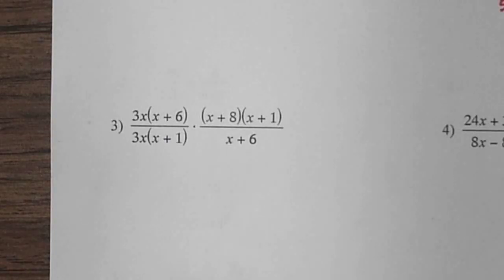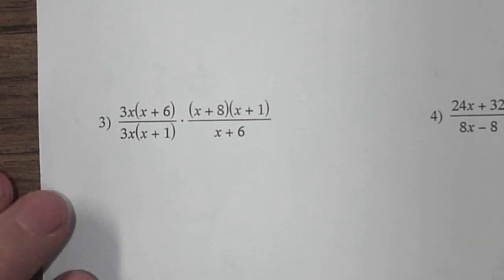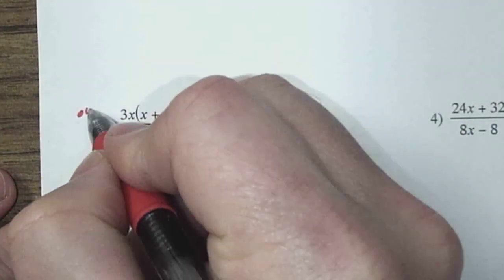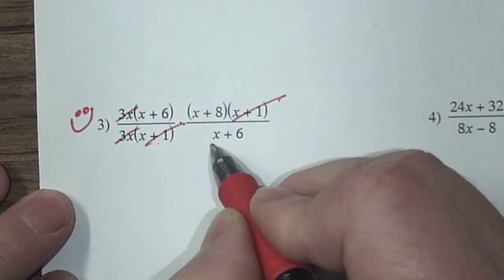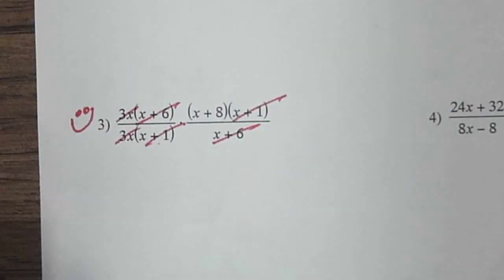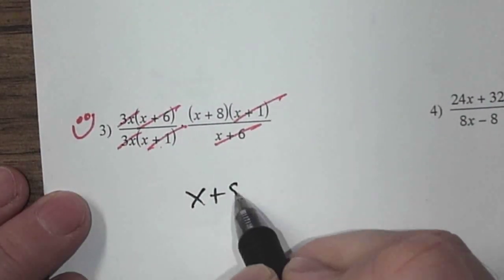What if it's already factored out? We're multiplying. There's a little dot multiplying. Well, if it's factored out, this is muy bueno, like that. 3x goes into 3x. X plus 1 goes into x plus 1. X plus 6 goes into x plus 6. They all cancel out. You get x plus 8.